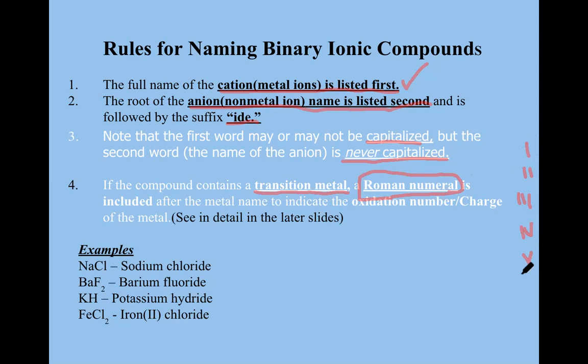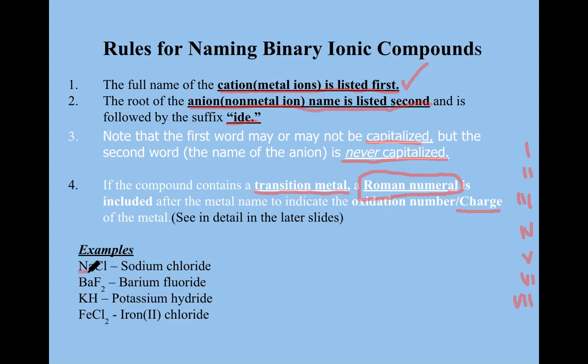You don't have to memorize the Roman numerals up to 100 or something. Just up to 7 is enough: 1, 2, 3, 4, 5, 6, 7. The Roman numeral will be included after the metal name to indicate the oxidation state or charge of the metal. So by looking at the Roman numeral, you know the charge of the transition metal. We will see this in detail in later slides. Now we will see some examples.